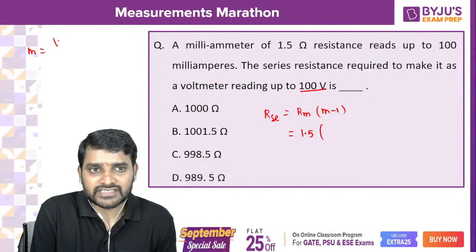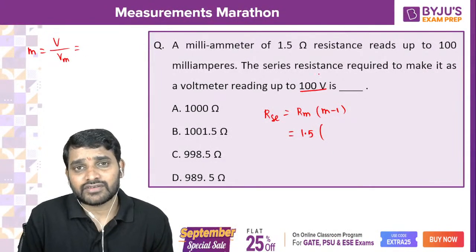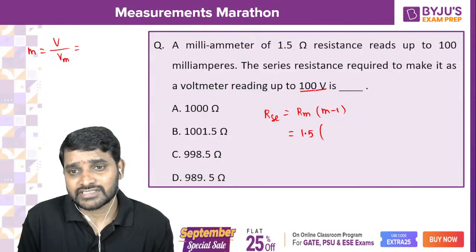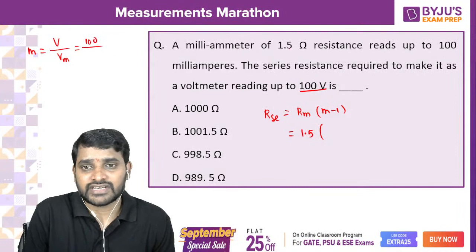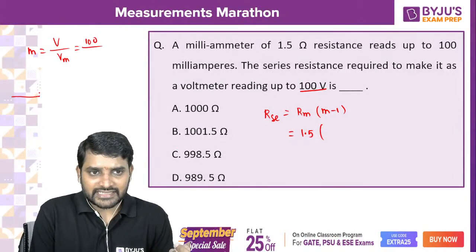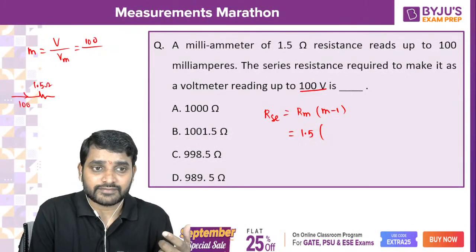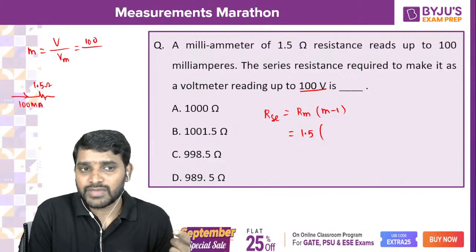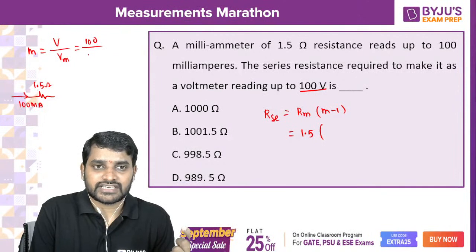M is a multiplication factor, external voltage by meter voltage. We have to extend to 100 volts. Now meter voltage is how much? We do not know, but you can calculate it like this. He has given meter resistance and he has given the full scale current of the meter also, that is 100 milli. So meter current into meter resistance, you are going to get the meter voltage. So that is 100 milli into 1.5.